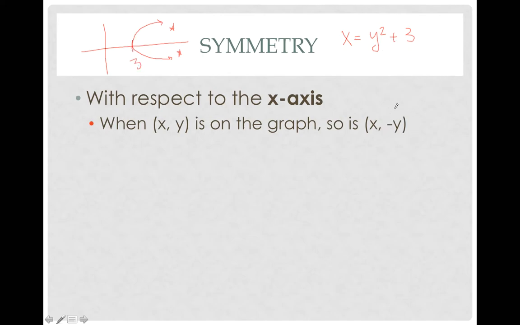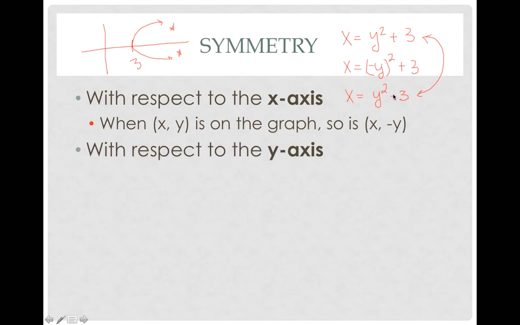If I was to plug in a negative y value just to see what would happen, I would take that negative y and I would square it. Well, negative squared is just positive. And because those two things are the same, that tells me, without even looking at the graph, that this equation, when graphed, would be symmetric about the x-axis. So we want to substitute in the negative y.